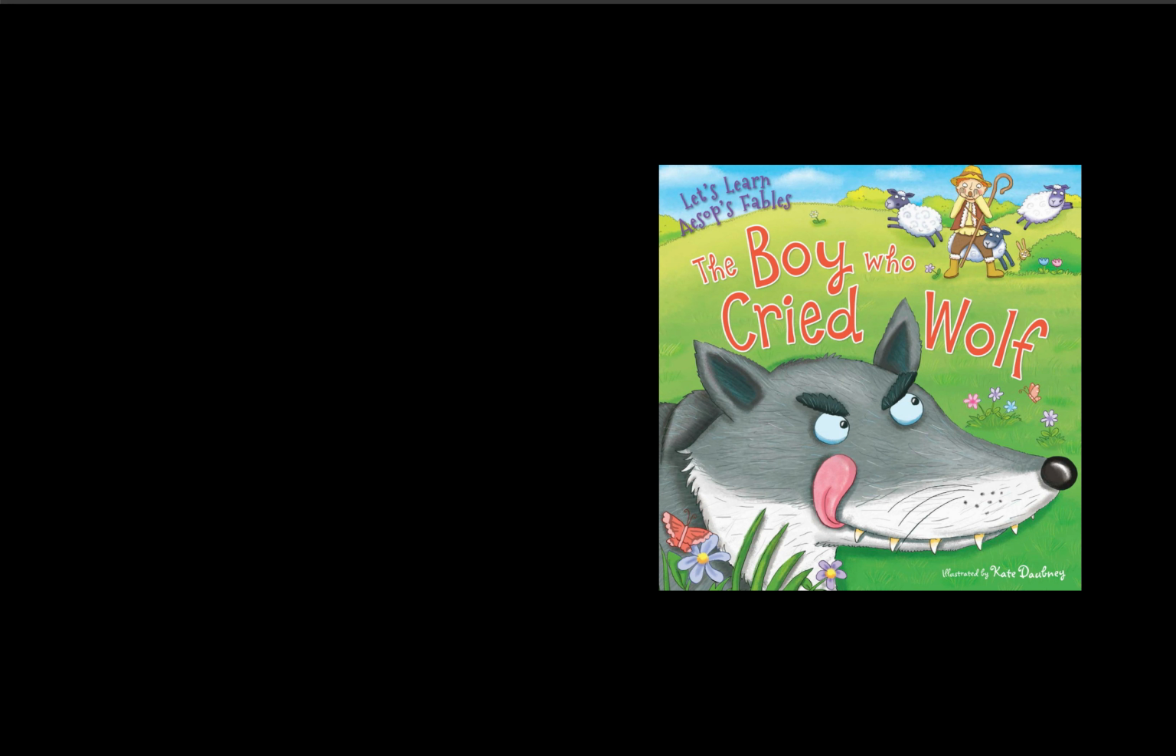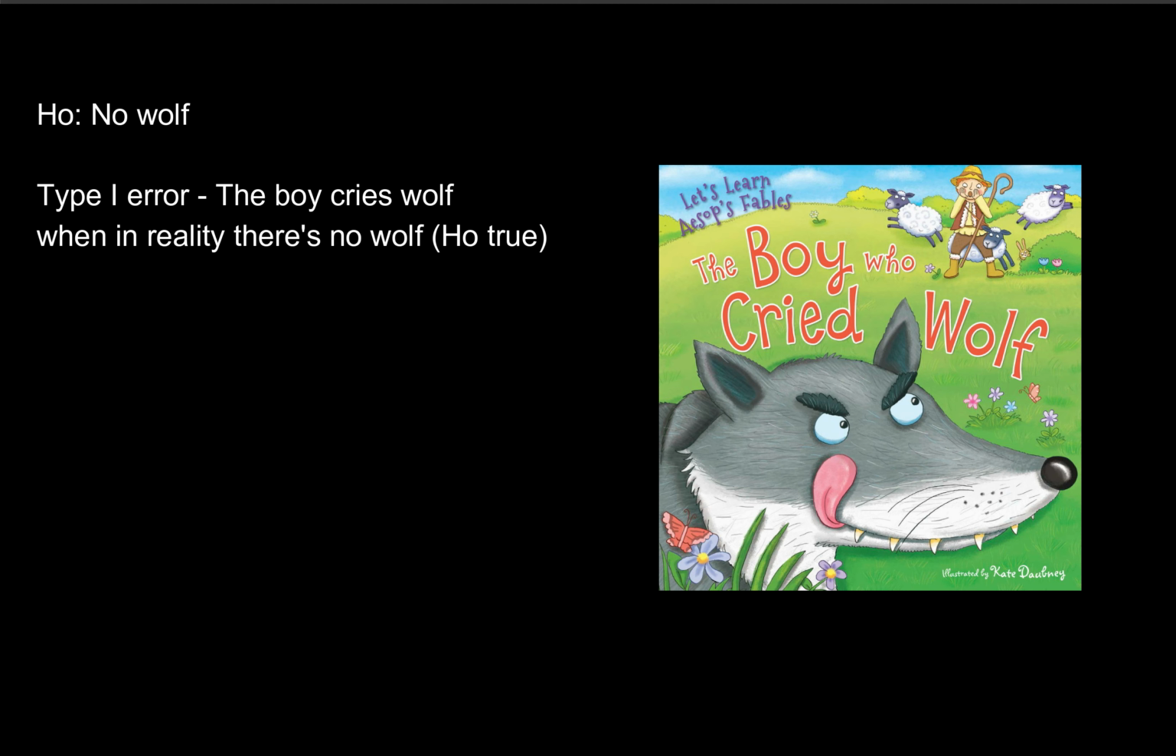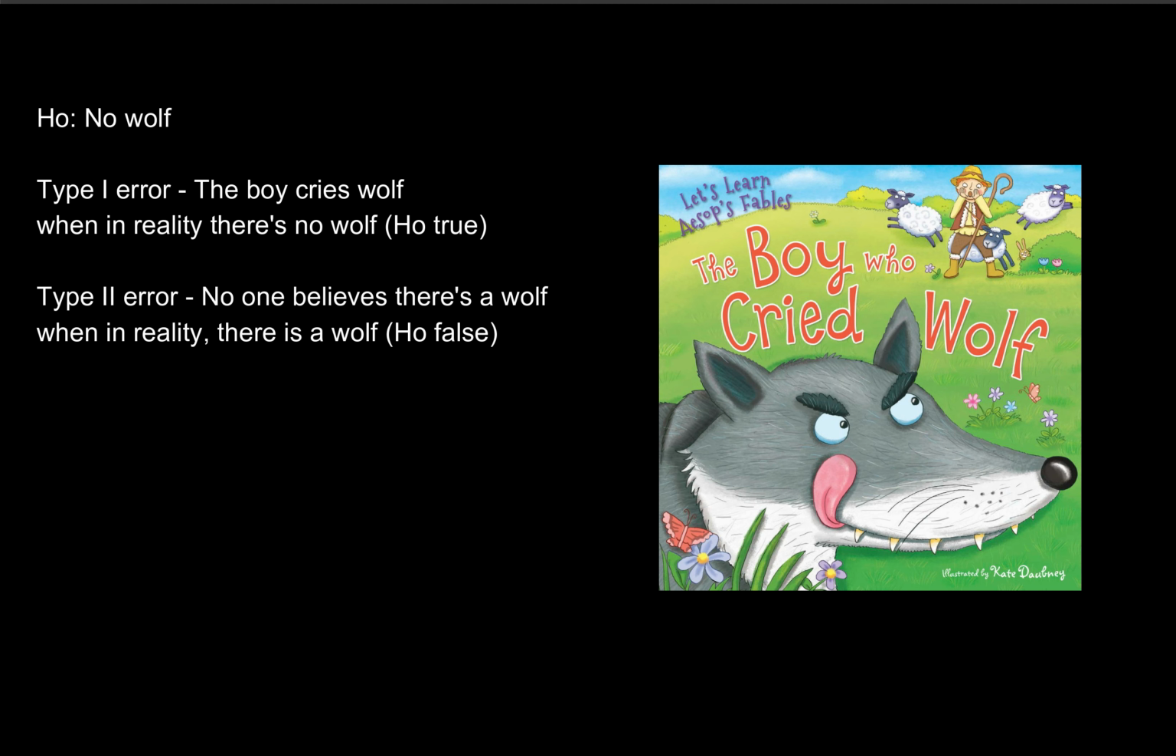Other people like to think about the story of the boy who cried wolf because it's sort of like a type 1 and a type 2 error in that order. So assuming that the null hypothesis is no wolf, as it pretty much always is, then at first the boy is crying wolf when there really is no wolf, right? And the people believe him, so that would be a type 1 error. And then later in the story, there really is a wolf, right? So the null hypothesis of no wolf is actually false. But people don't believe it, right? They don't come to that conclusion. So that would be a type 2 error.